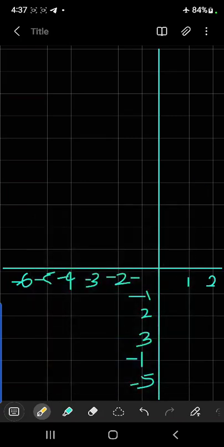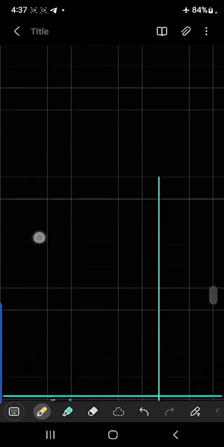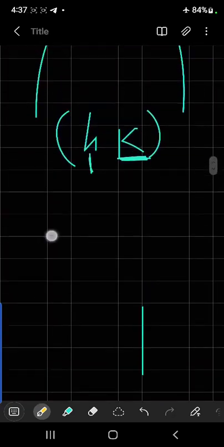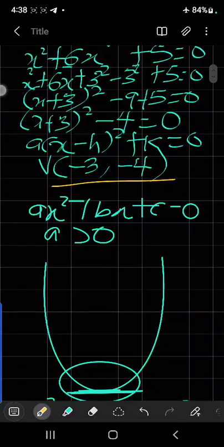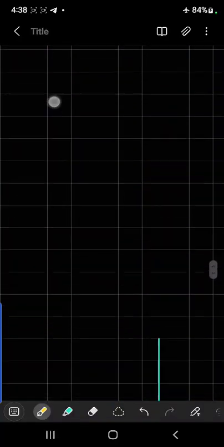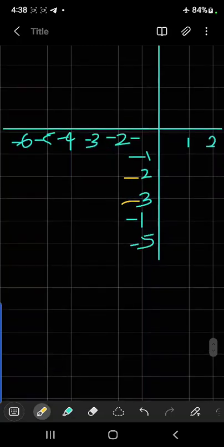Now we want to plot the curve of this. Don't forget our turning point is what? Minus 3 on the x-axis and minus 4. That's the vertex. Don't forget that. You don't forget that in a hurry. The vertex is minus 3, minus 4. This one here.